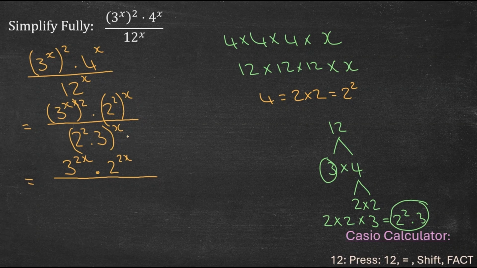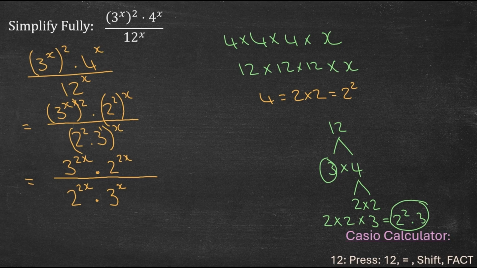Now let's deal with the denominator. Here I have a bracket with two factors inside the bracket and an exponent outside the bracket. Now this exponent must be applied to both these factors inside the bracket. So we keep the base 2, and 2 times x gives us 2x. Now let's have a look at the 3. It's 3 to the power of 1. So I can multiply the 1 by the x. I keep my base. 1 times x is x. Okay, the numerator and denominator are simplified as much as possible.